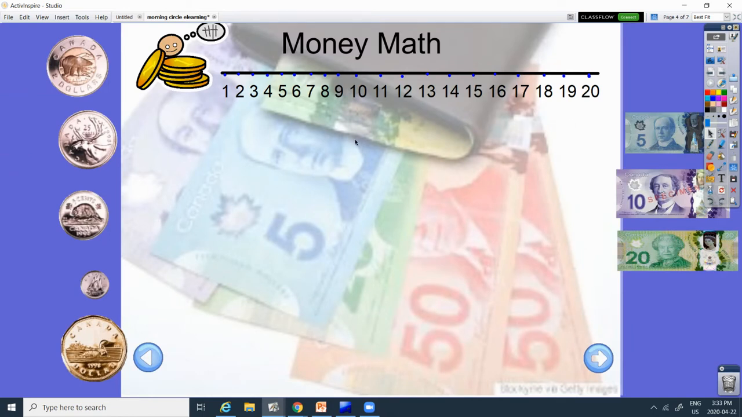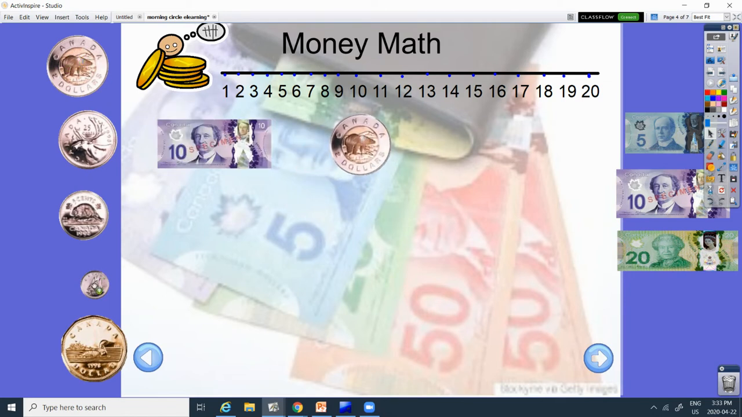Money math. Let's do some money math today. Okay, I'm going to take this one and this one and this one. Okay, do you know how much this bill is? It says it right here. So if you can read that number, it's purple. The purple bill is $10.00. That's how we write $10.